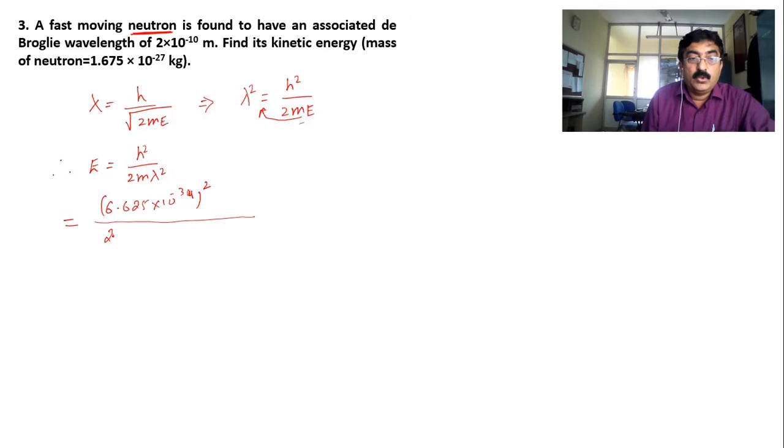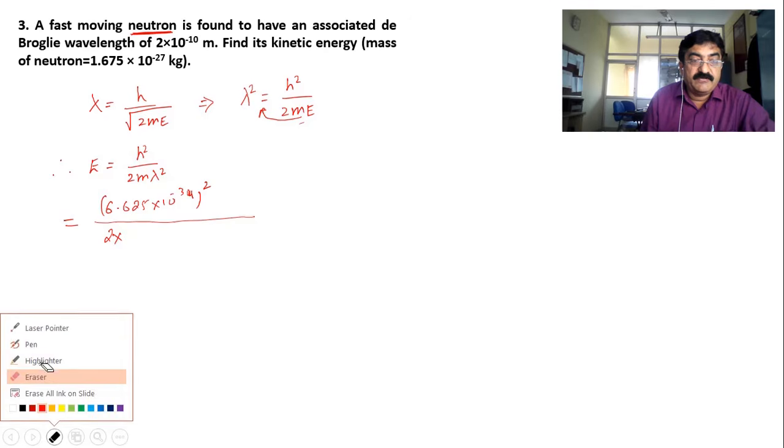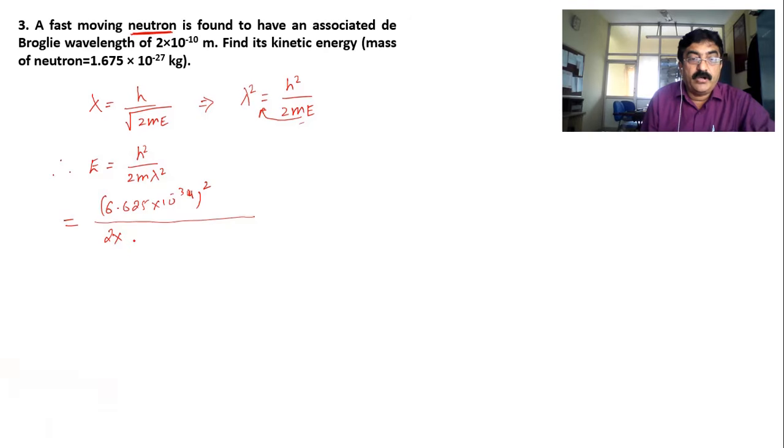Divided by 2 into 9.2, this is a mistake. I thought it is electron. It is not electron, it is neutron. So it is not 9 point. Look at the question, it is 1.675 into 10 to the power of minus 27 into lambda, which is also given, 2 into 10 power minus 10 whole square. Okay, this we have to simplify now.